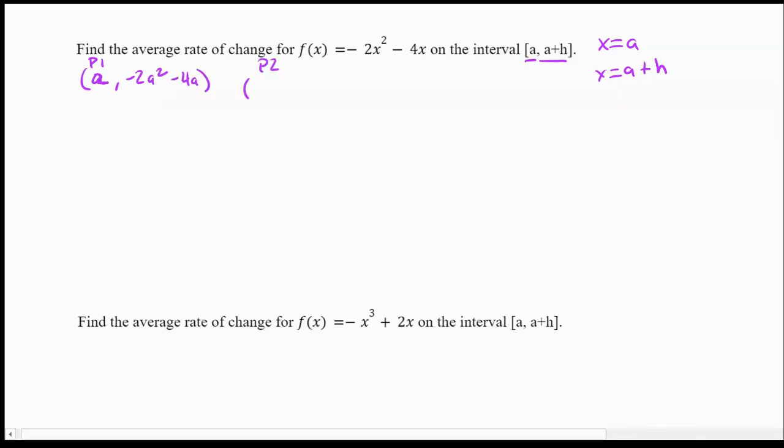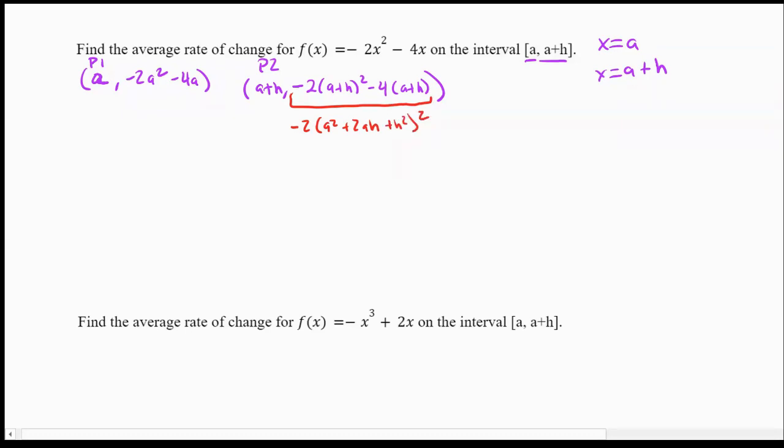Point 2, however, this is where it gets ugly. A plus h is my x value. And I'm going to plug in negative 2 times a plus h squared minus 4 times a plus h. So the majority of this problem, or the difficulty, becomes simplifying this. So a plus h squared ends up giving us this here.